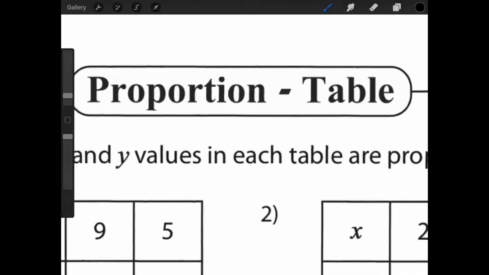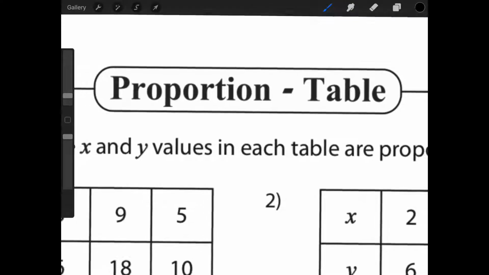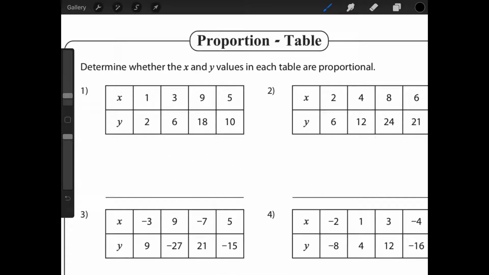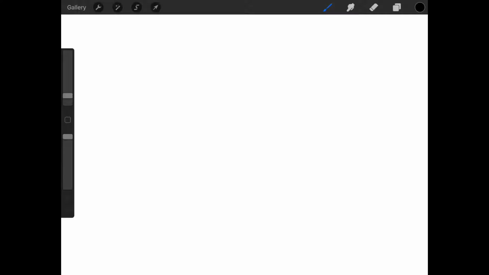Okay, welcome back to YouTube with Lubelski. Today we are going to work on proportion tables, determining whether or not a table is proportional, which means there's a constant change throughout the entire table. Before we jump into this worksheet though, I am going to give you some notes. If you have a notebook that you're keeping notes in, please make sure that you get that out real quick, and I am going to take a little note.